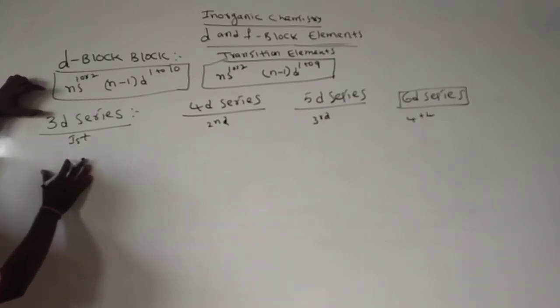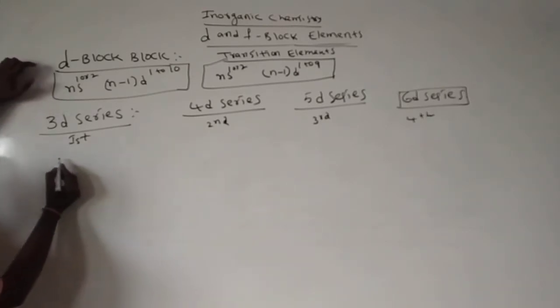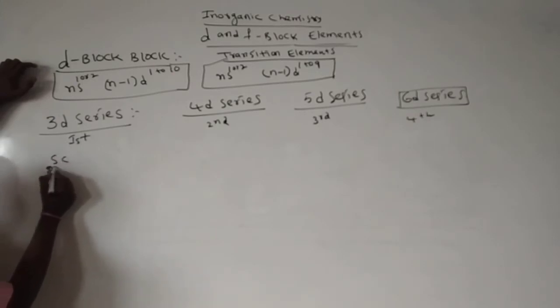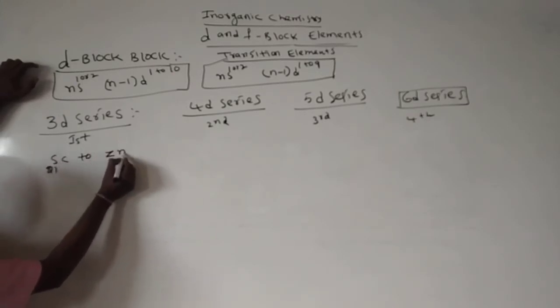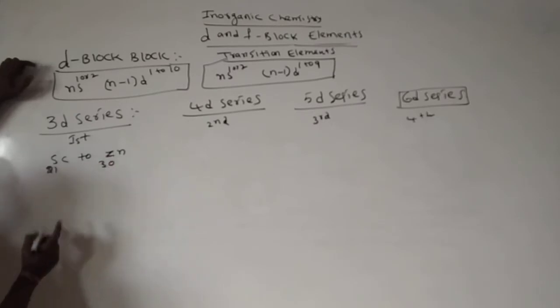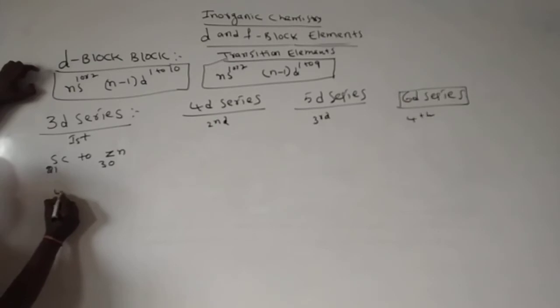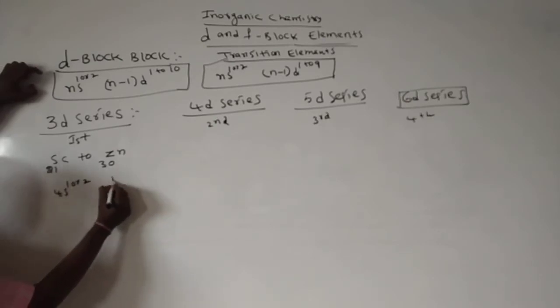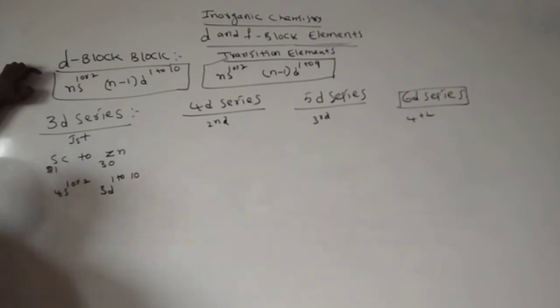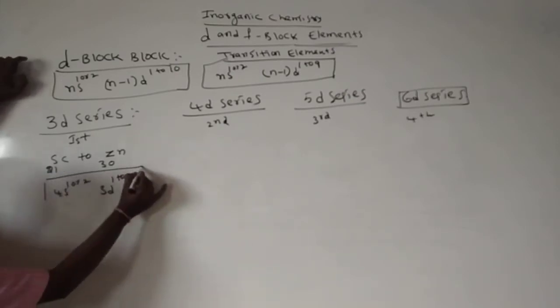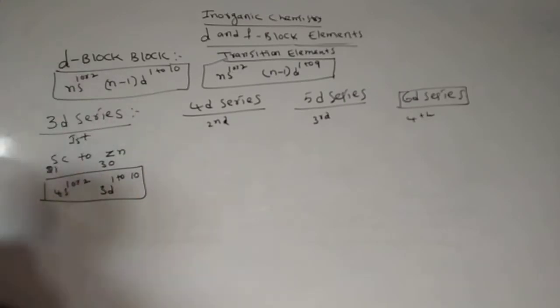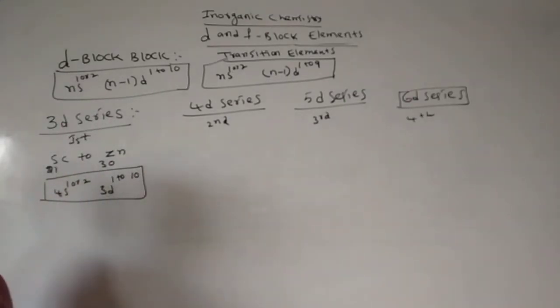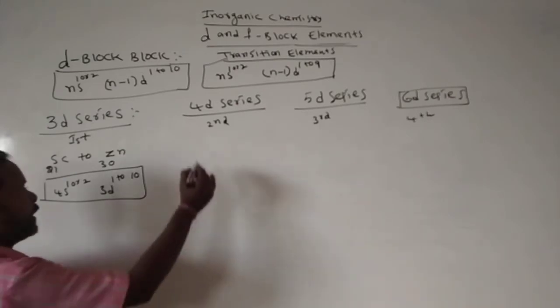Now the 3d series elements. The 3d series means scandium (21) to zinc (30). These 10 elements belong to the 3d series. The general electronic configuration is 4s 1 or 2, 3d 1 to 10. This is the general electronic configuration of the 3d series elements. We will see in continuation the electronic configuration and the different elements of the 3d series. Okay, 4d series.